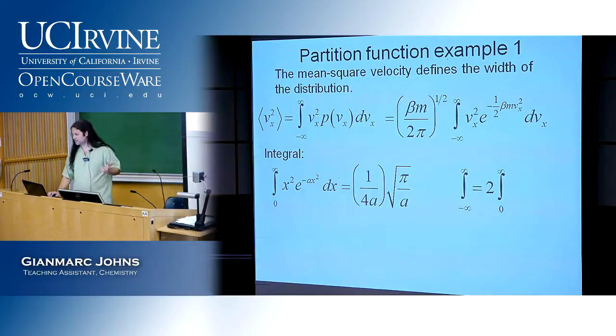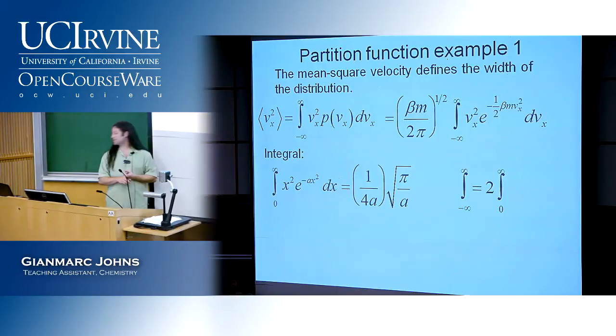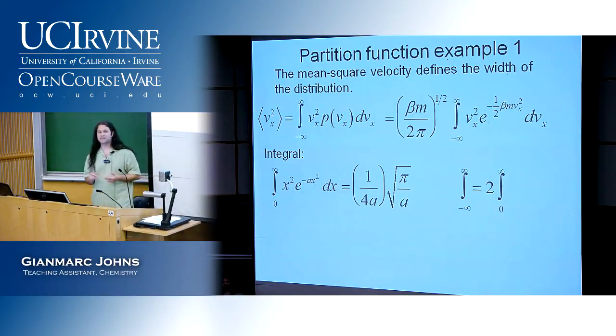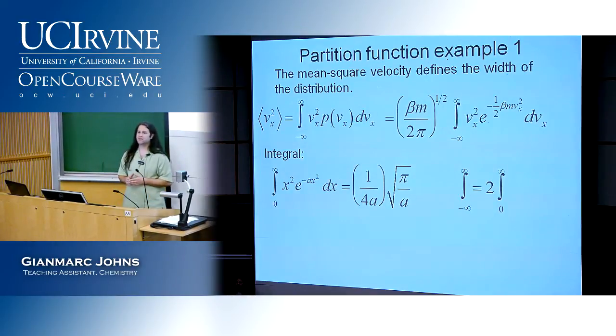So now let's take the integral. If you notice, v squared is an even function, and a Gaussian is an even function. So you have even times even is even. So the trick with even functions is you don't need to integrate the entire thing, right? You can integrate only to the right of 0 and then just double it, because whatever area is on the right side is the same as on the left.